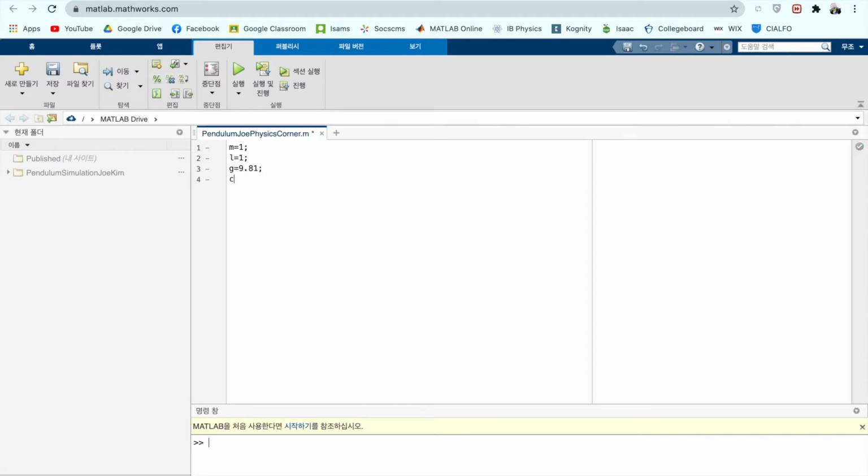We have the coefficient that we use to match the pendulum system to a real life system. So that's the retarding coefficient. I'm going to say something like 0.2. We also have the time we run the simulation for. We have that for 15 seconds.